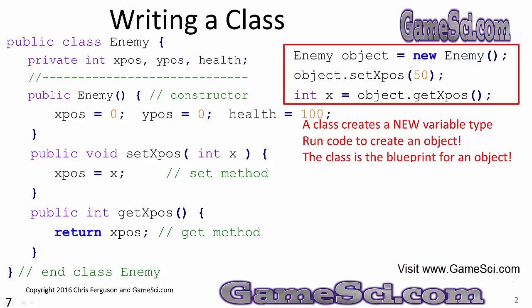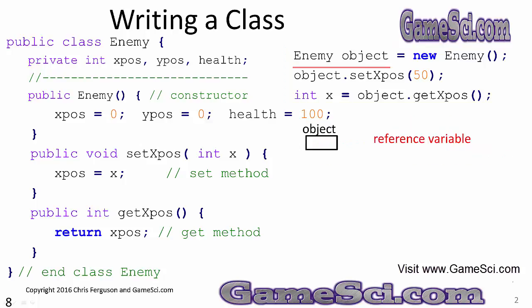So let's write a little code here to create an Enemy object and use that Enemy object. A class creates a new variable type. That's important to understand. You're used to variable types like int, double, and char. When you create a class Enemy, you're building a new Enemy type. So what I'm going to do here is declare a variable of type Enemy named object. So let's run this code to create an object. Remember, the class is the blueprint for creating the object. So what we're going to show is taking that blueprint and building an object out of it.